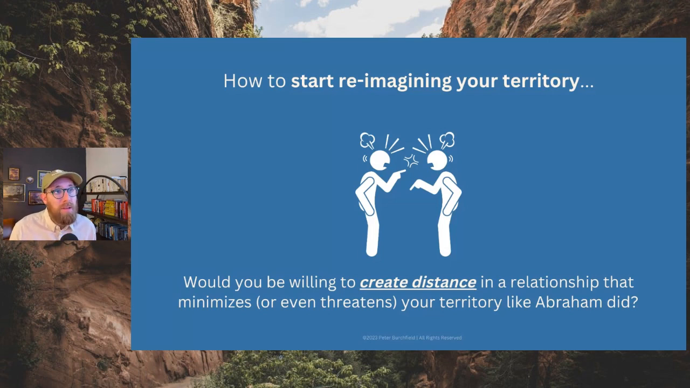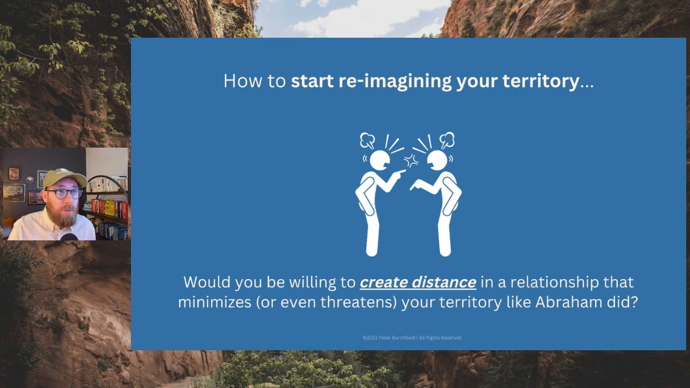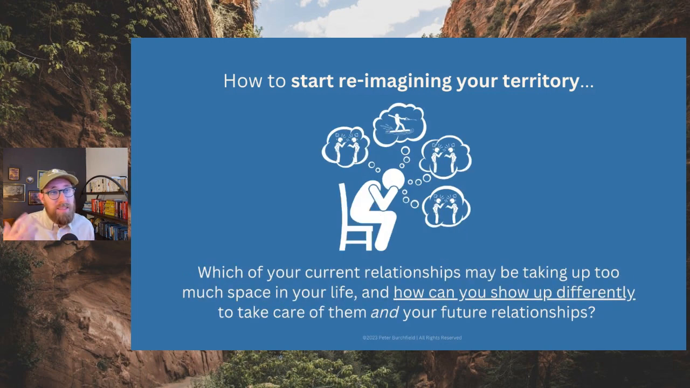How do we do that? The first one is, would you be willing to create distance in your relationships? Are you willing to create distance in relationships that may minimize or even threaten your sense of territory, just like Abraham had to do? And the second thing is to take inventory of your thought life and ask which of your current relationships may be taking up too much space in your life right now. And how would you show up differently to take care of those relationships, but also prefer your future relationships as well?